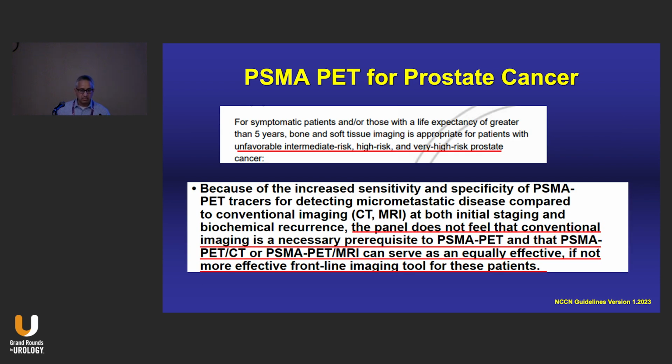So it says basically, if you have unfavorable intermediate risk, high risk, or very high-risk prostate cancer, and you have a life expectancy of greater than 5 years, that you can and you probably should be getting some type of imaging, but the preferred imaging now is PSMA-based PET-CT versus conventional imaging. You do not need to get conventional imaging in the form of CT, MRI, or bone scan before getting a PSMA PET-CT, and it's really maybe the most effective frontline imaging study in this patient cohort.